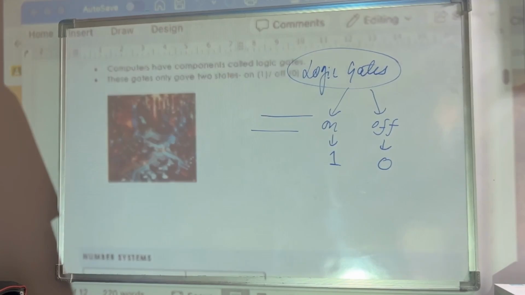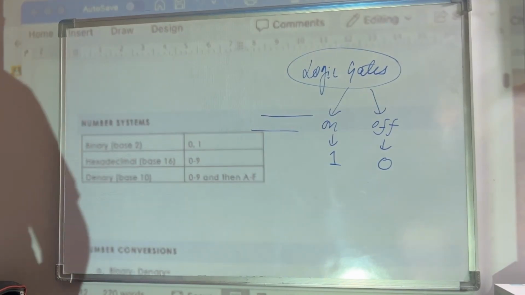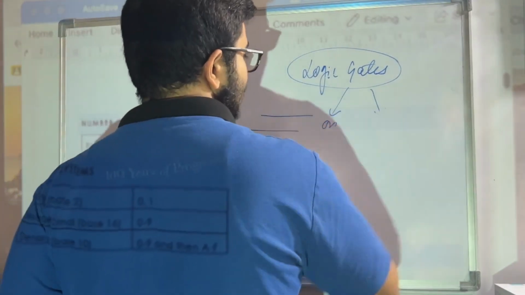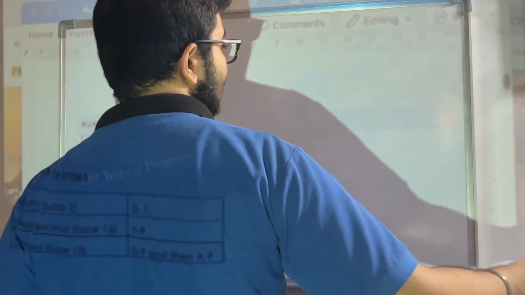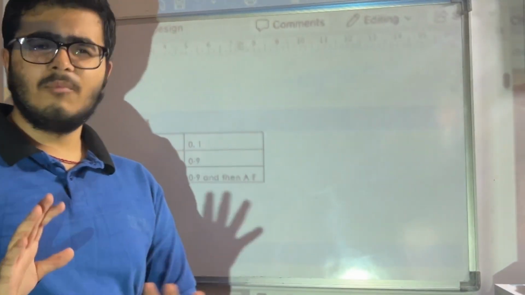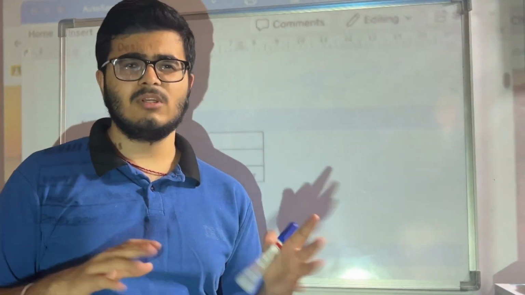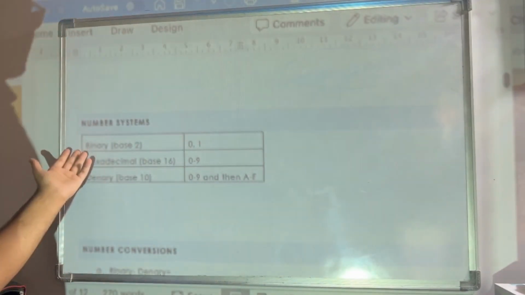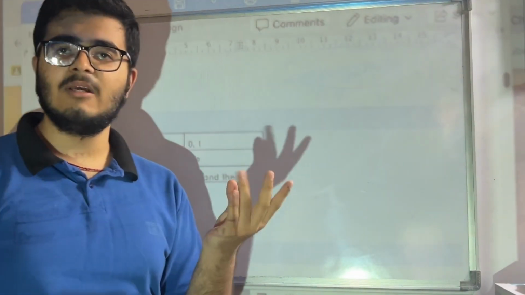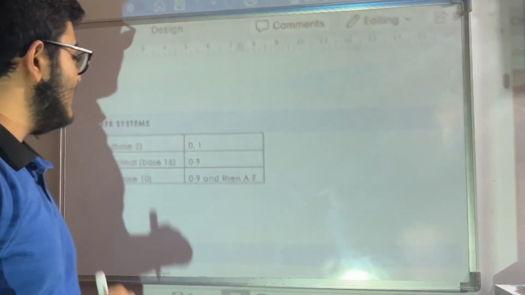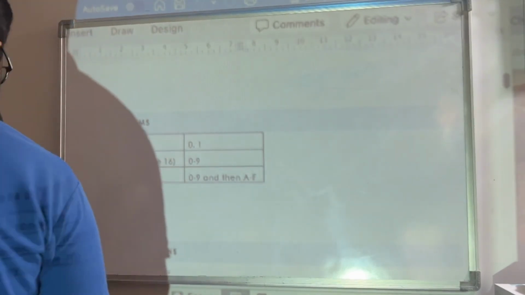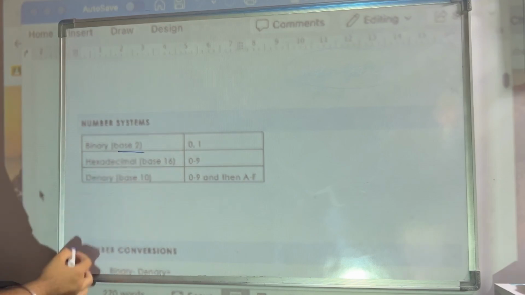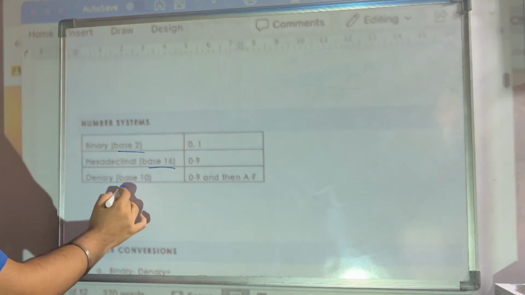The next topic today is number systems. Like in mathematics, we have a number system called denary or decimal, the normal numbers we use in our daily life: 1, 2, 3, 4, 5, 6, 7, 8. This is also a number system. In computers we have three number systems: binary, hexadecimal, and denary. These number systems each have their own base. As you can see, binary is base 2, hexadecimal is base 16, and denary is base 10.